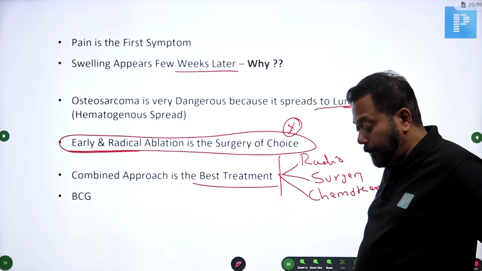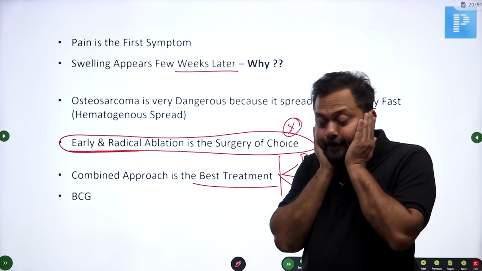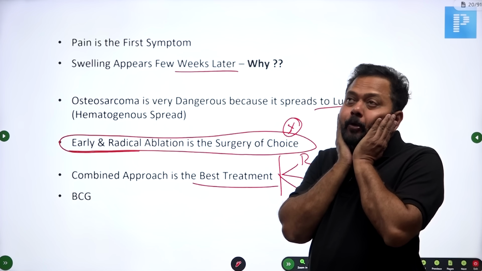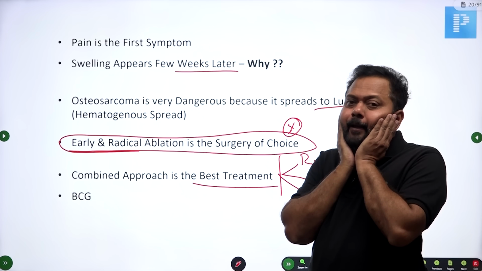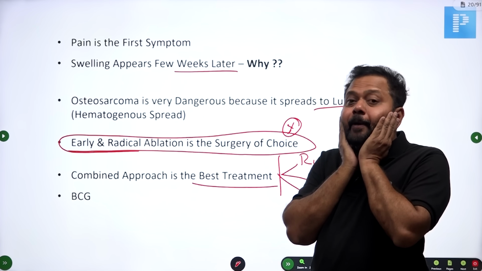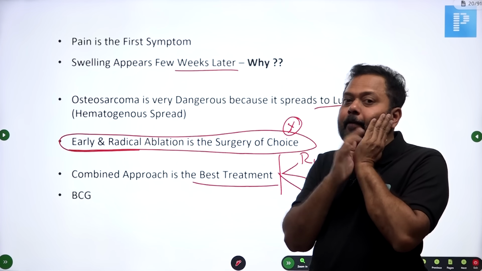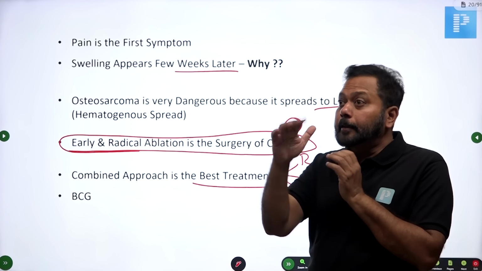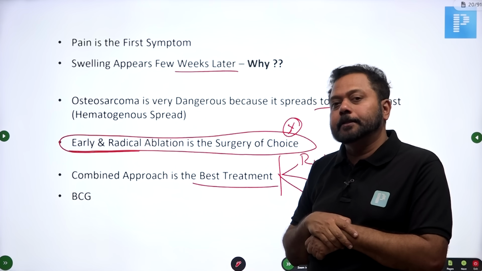Suppose they give it in an MCQ, they are framed like this: best treatment for osteogenic sarcoma. If they give radiotherapy, chemotherapy, surgery, something like that, you should go for surgery. If among the 4 choices there is a combination of these 3 things, combined therapy, then that carries more weightage than surgery alone.